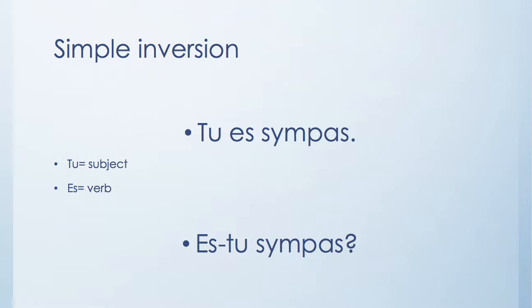So I'll start with a simple inversion. Let's take the statement tu es sympa. Tu es sympa, you're nice, you're funny. So here tu is the subject and it's a pronoun. The verb is es. When I use the inversion, I invert the order subject verb into verb subject, and I put a hyphen in between them, so I will write es-tu sympa. That's all. This is a simple inversion with a very simple basic sentence.